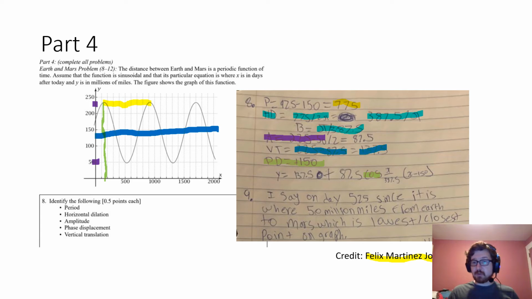You did really well with 8. I'm also going to use your work for 9 because you did a great job on that too. So Felix said for 9, we were trying to say when it's 50 million miles away. He said 525 days, since it's where 50 million miles from Earth to Mars, which is lowest and closest to the point on the graph. And we can check that out here. This is when Mars is closest, which is about 525. So it's about 50 million miles away.